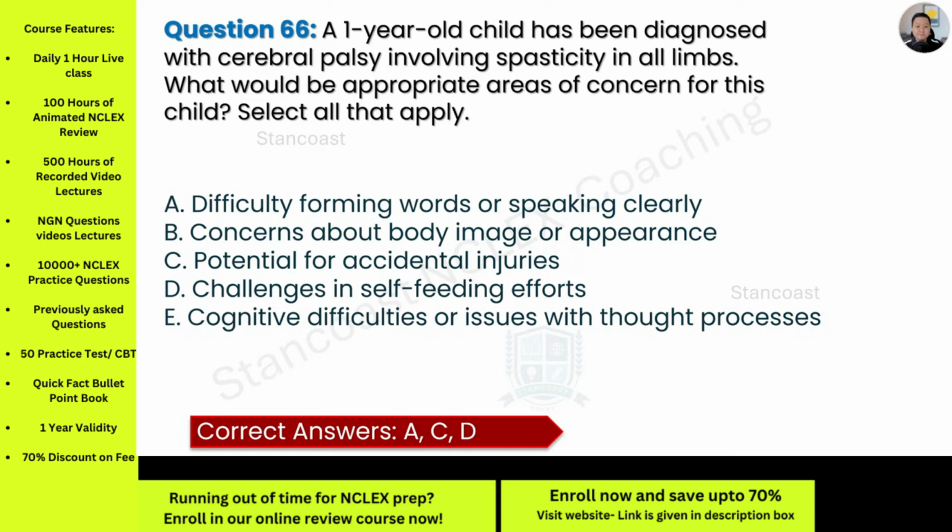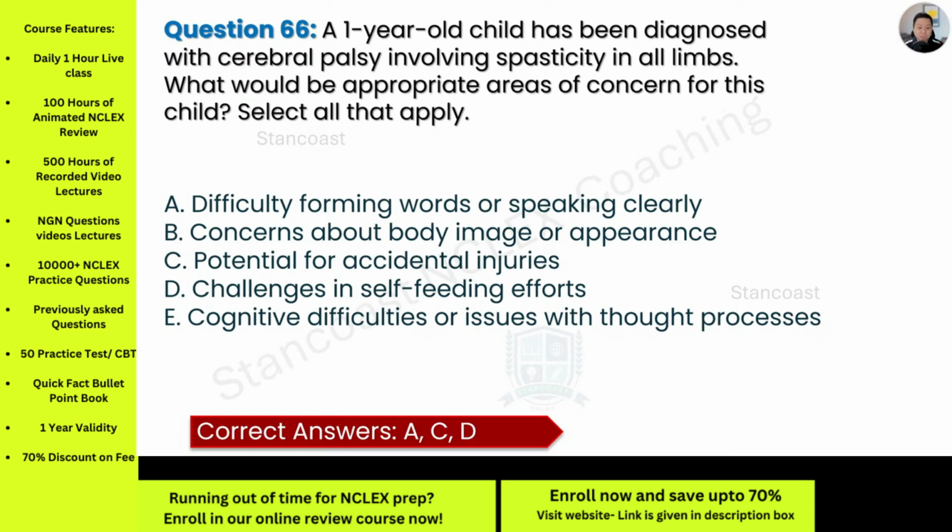And letter C, the muscle tightness and also the lack of coordination associated with spastic cerebral palsy may also increase the likelihood of falls or other injuries. Now, letter D, the spasticity affecting the arm and hand movements can make self-feeding particularly challenging, as we know that fine motor control is limited in this case.